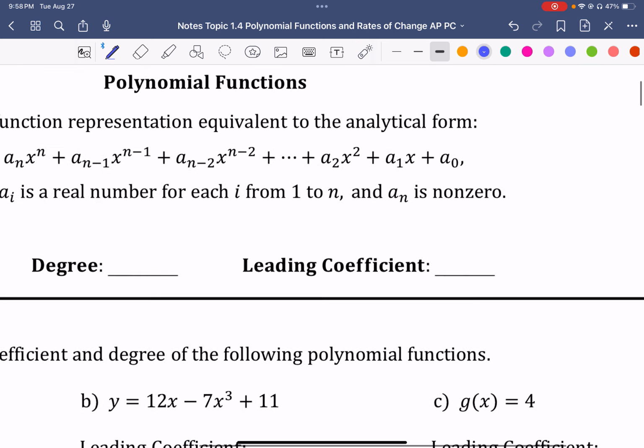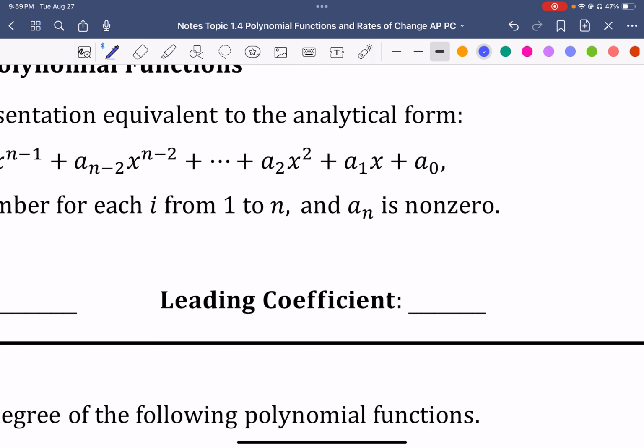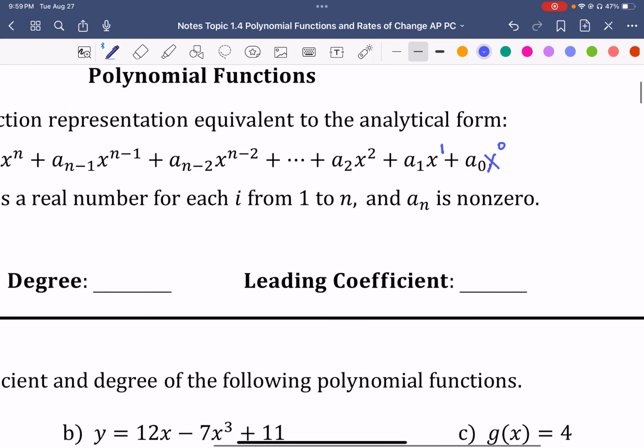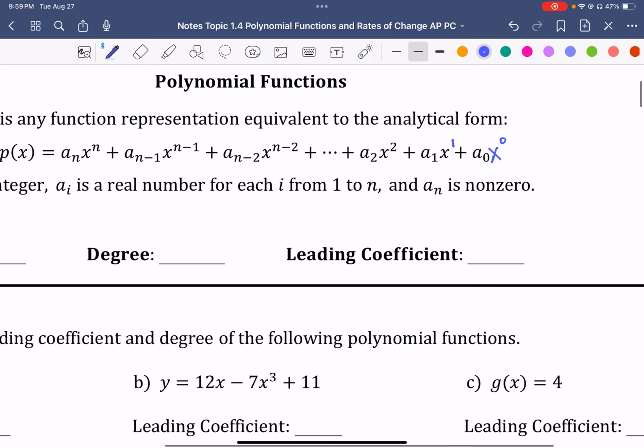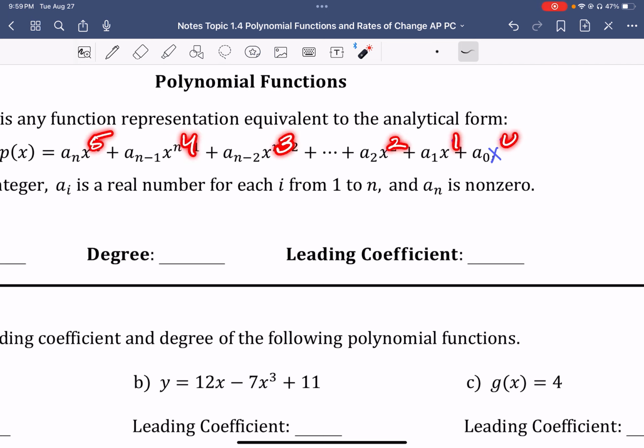So in actuality, when you have a variable that has no exponent, there's actually an imaginary 1 right there. And if you have a number with no variable, there's actually an imaginary x to the power of 0. Okay, so what this is saying is all of your polynomials should have exponents that are positive integers and that they're in decreasing order. Okay, so like for example, let's say 5, 4, 3, 2, 1, and then 0.